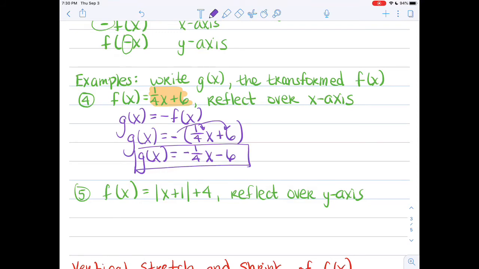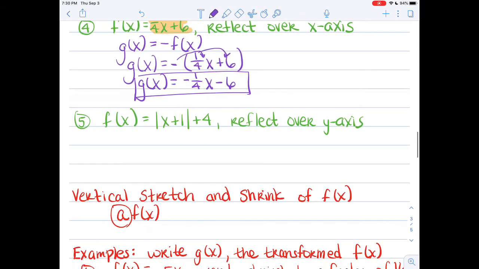Remember that vertical transformations affect the entire function. So if you have more than one term in your function, you're going to need to put some parentheses in there and distribute. Let's go ahead and take a look at a reflection over the y-axis.